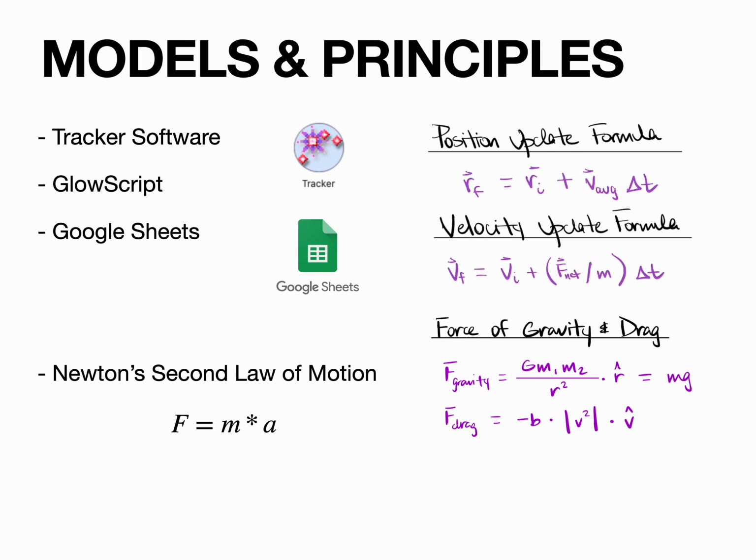Newton's second law is an important principle, which says that the force applied to an object is equal to the rate of change of its momentum, or just F equals ma for short. And then I also included the position update formula, velocity update formula, and the force of gravity and drag, which you see here, those formulas laid out as well.